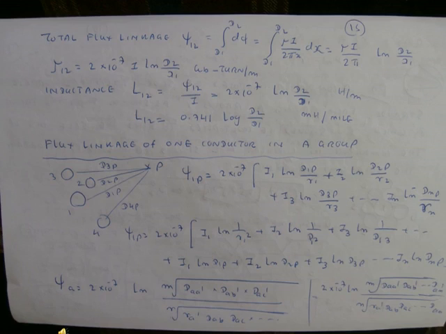So phi 1B is equal to 2 multiplied by 10 power minus 7 times I1 ln 1 by R1 dash plus I2 ln 1 by D12 plus I3 ln 1 by D13, plus I1 ln D1B plus I2 ln D2B plus I3 ln D3B up to IN ln DNB. So phi A is equal to 2 multiplied by 10 power minus 7 ln, where the numerator is the m-th root of DAA dash times DAB dash times DAC dash, and the denominator is the n-th root of RA dash times DAB times DAC.